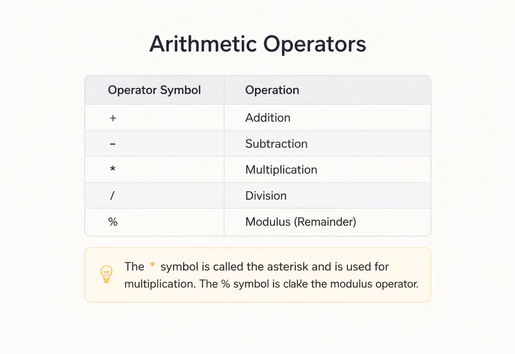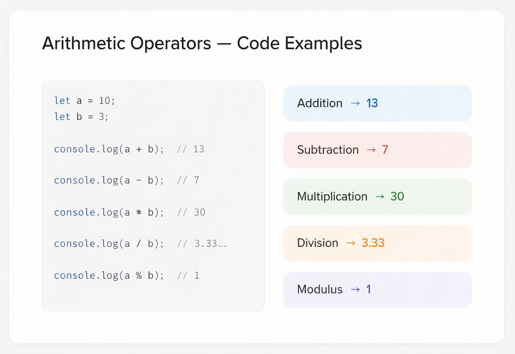Let's start with arithmetic operators. These are the operators you use for mathematical calculations. The plus sign does addition, the minus sign does subtraction. For multiplication, we use the asterisk symbol, that star-shaped character on your keyboard. For division, we use the /. And then there's one that sometimes confuses beginners, the modulus operator, which uses the % sign. We'll look at each of these with examples, but first, let's make sure we understand what each symbol looks like and what it does. Here's what these operators look like in actual code.